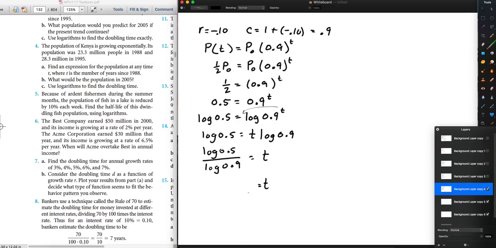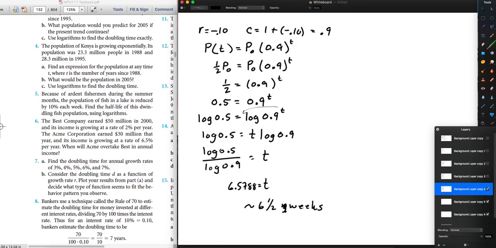So now t is, what did I get for t? Hang on. 6.5788. All right, so approximately 6.5 years, I'm sorry, weeks. So again, what that means is after 6.5 weeks, half the original amount of fish will be in the lake. And that's the answer for that one.